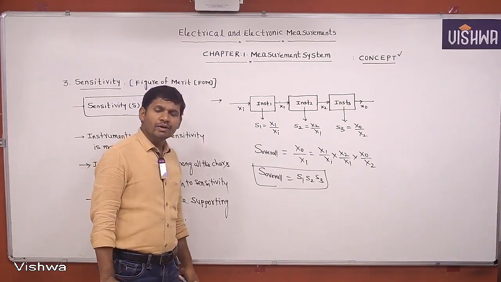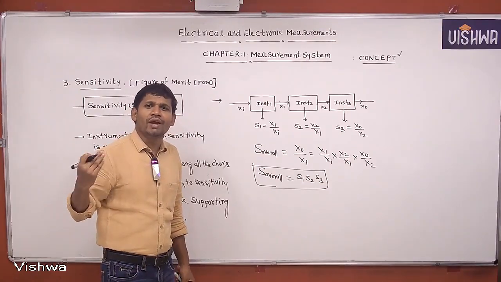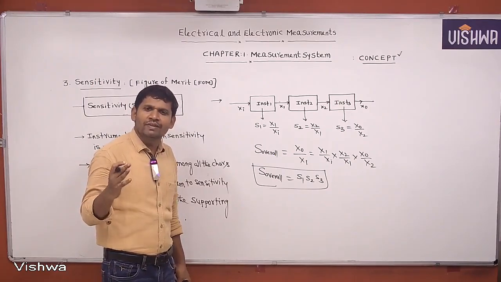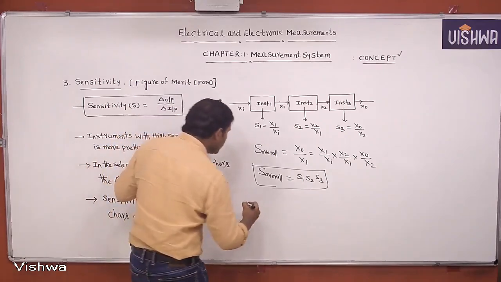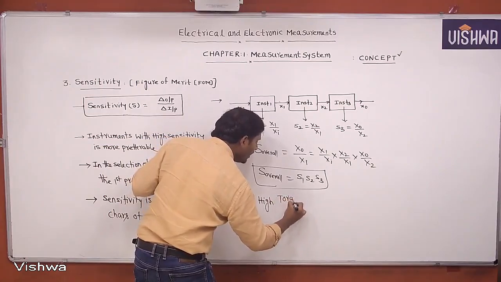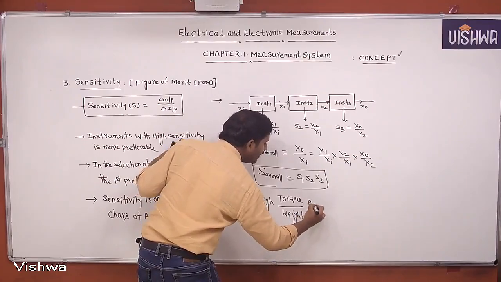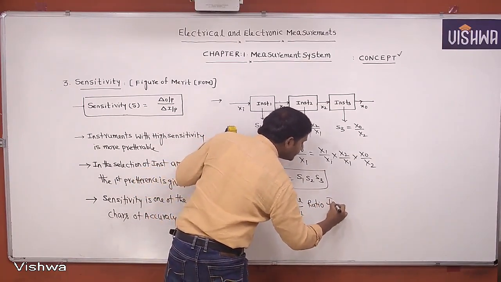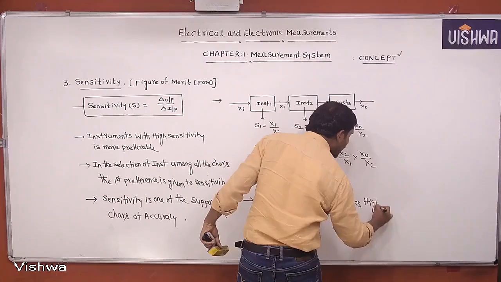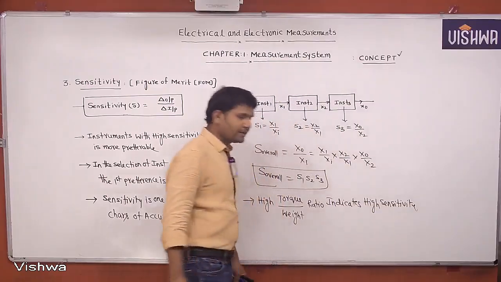One more point you remember with respect to sensitivity. If any instrument has a high torque to weight ratio, that instrument has high sensitivity. Later on I will give the proof also in the discussion of instruments. Up to now you remember: if any instrument is designed with a high torque by weight ratio, it indicates high sensitivity or high figure of merit.